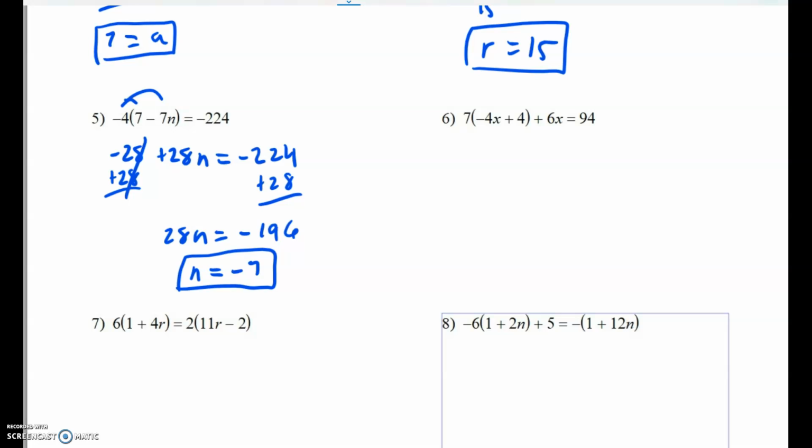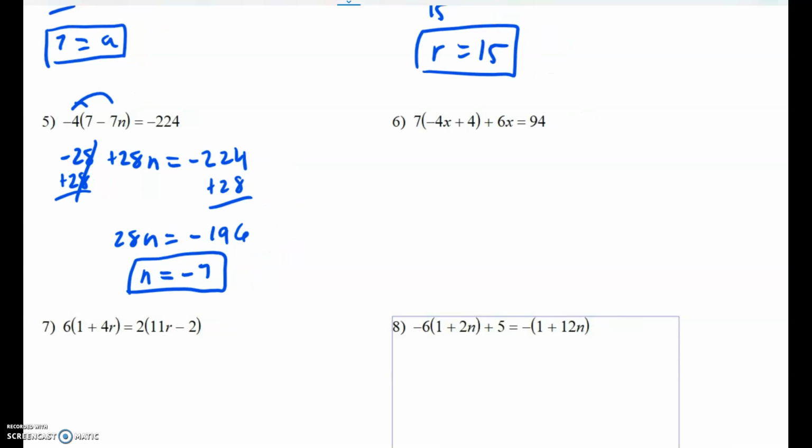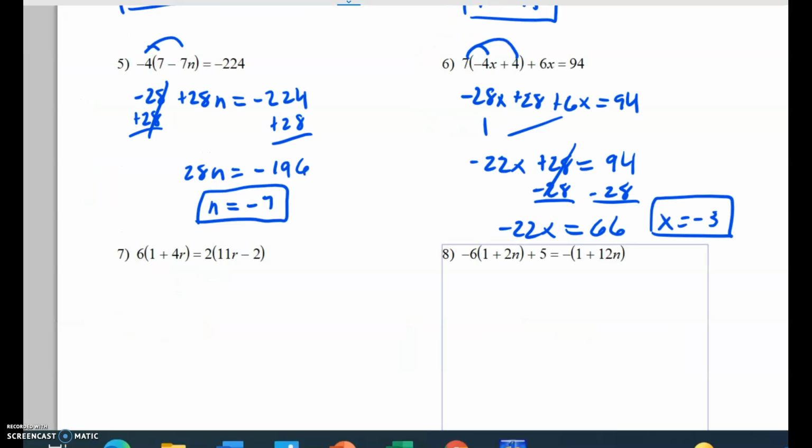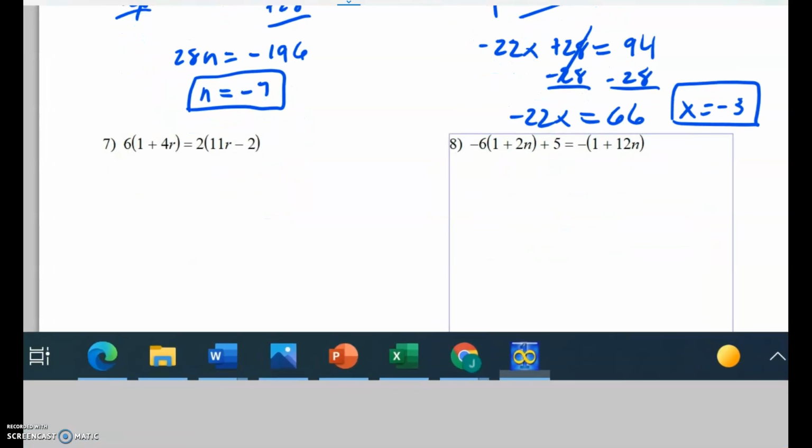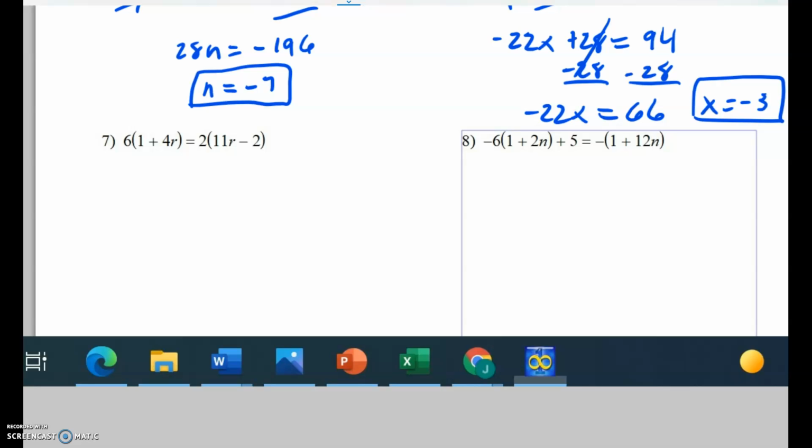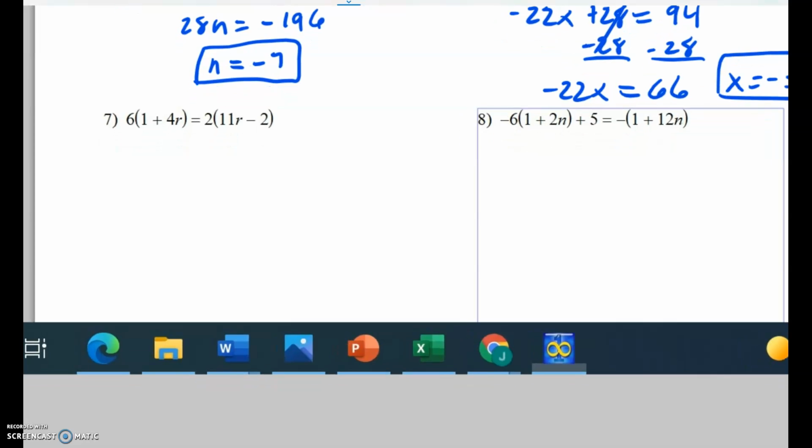All right, number 6 is very similar. Go ahead and give that one a try. Pause the video and go ahead and try number 6. For number 6, I got x is equal to negative 3, and there's my work. Go ahead and look through that if you need some help. All right, last 2 types, and these ones are variables on both sides. Let's go ahead and do number 7 together.